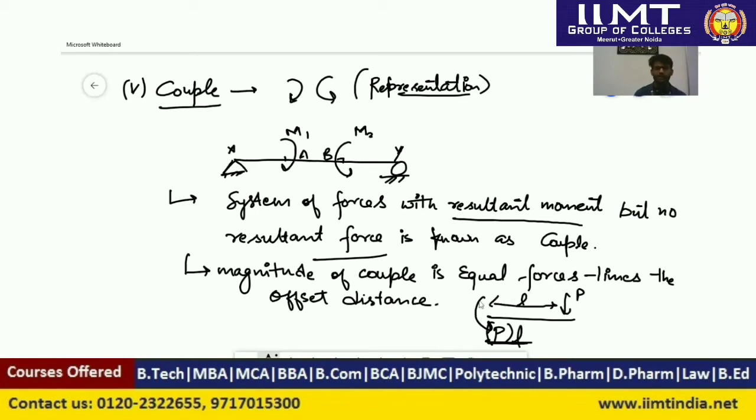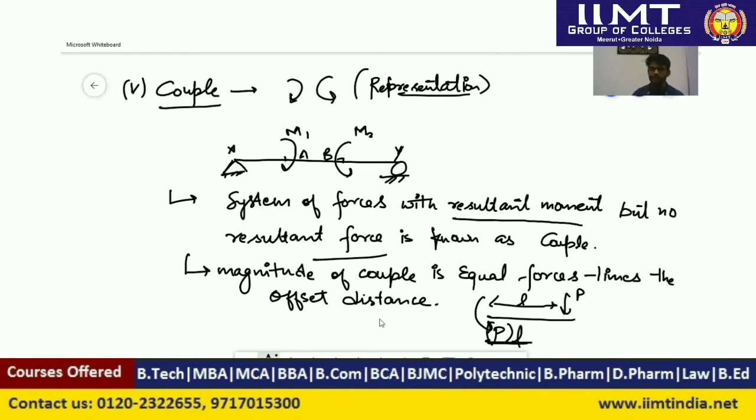So these five are the types of load which act on a structure. First is concentrated load, or we can say point load. Second is distributed load, which is non-uniform. Third is uniformly distributed load, which is uniformly distributed over the area on which it is acting. Fourth is uniformly varying load, which is increasing or decreasing at a uniform rate. And the last is a couple.